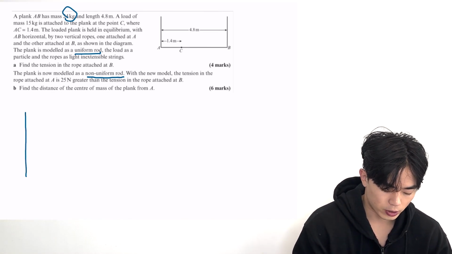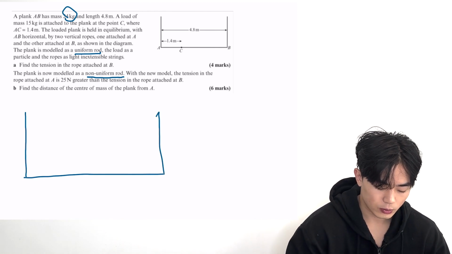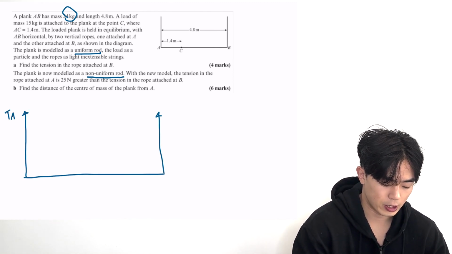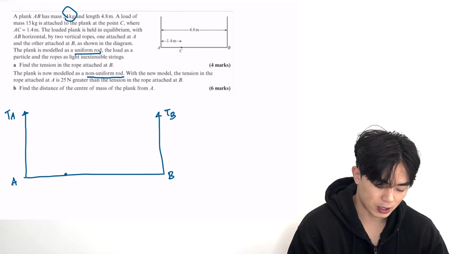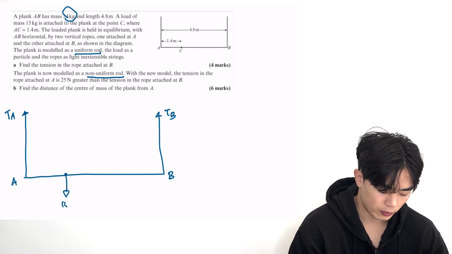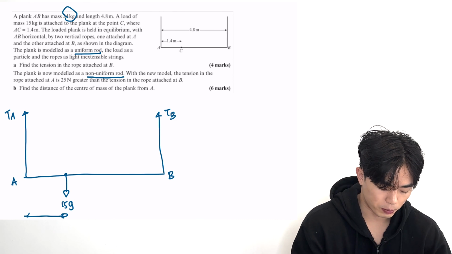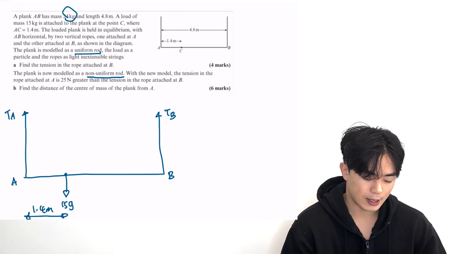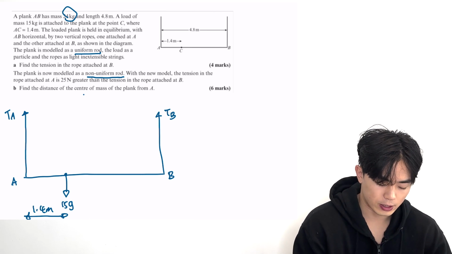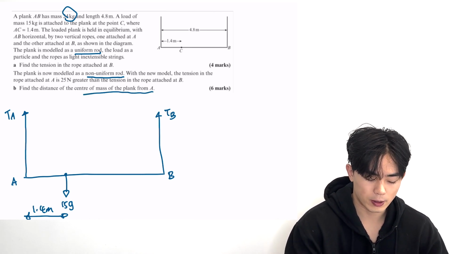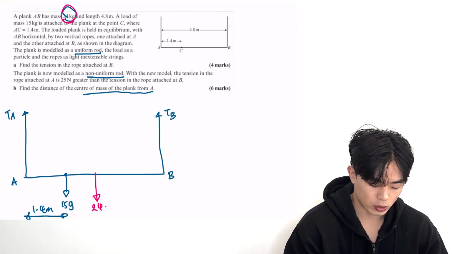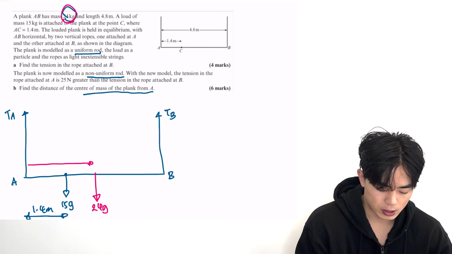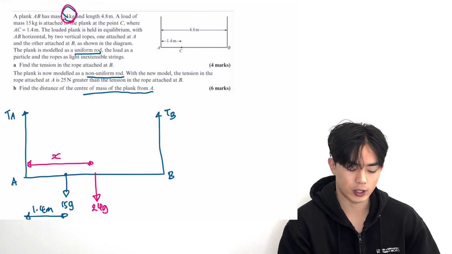So we have two vertical ropes attached to the plank, and they're going to have each tension. So this is going to be TA and TB. This is going to be A and B. Okay, at C, there's a point mass, which is 15 kilograms. So that still remains there, and that's the distance of 1.4 meters away from A. And now they're asking us to find the distance of the center of mass of the plank from A. So the mass of the plank is 24 kilograms, but we don't know where it's going to be. So let's say this is 24g, and let's label this distance x like this. So that's what we're trying to find.